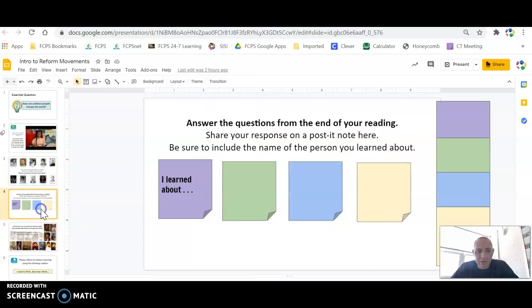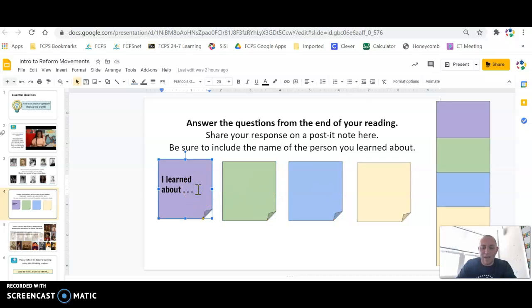We want you to answer those 3 questions on slide 4. And then the next time we get together, I'm going to ask you to tell me which person you researched and the answers to your 3 questions about them. You can put your answers to the 3 questions in complete sentences right on these little Post-it notes here. And you can tell me who you learned about by typing their name here.